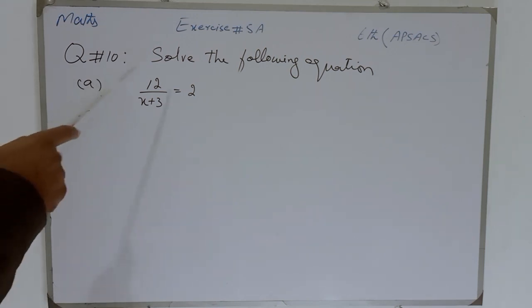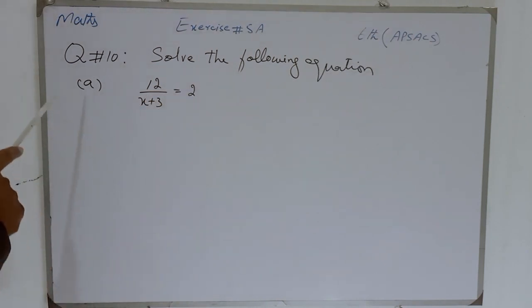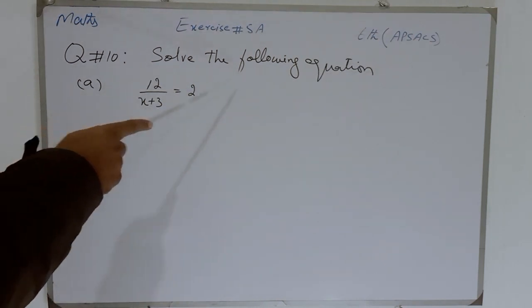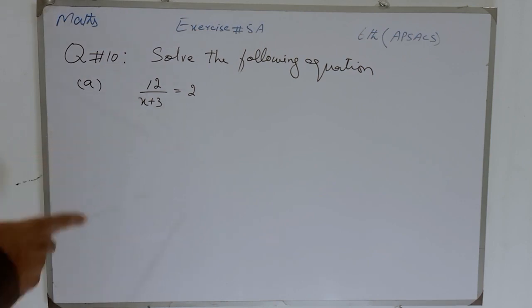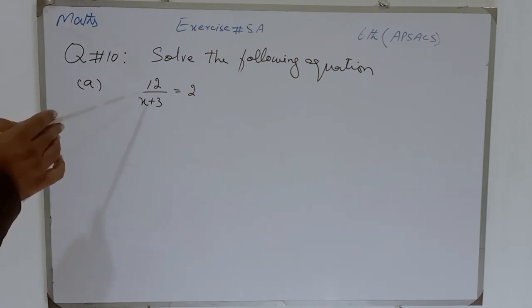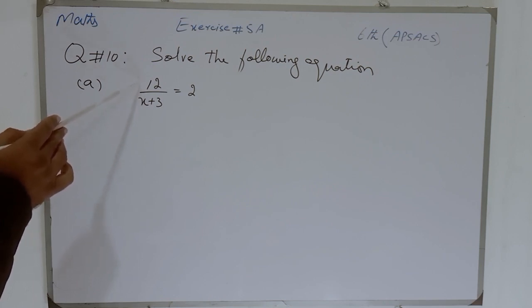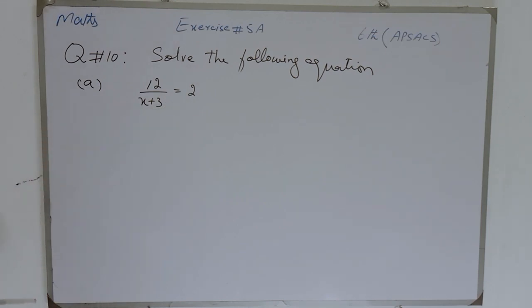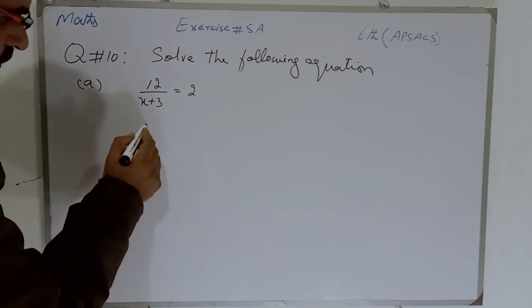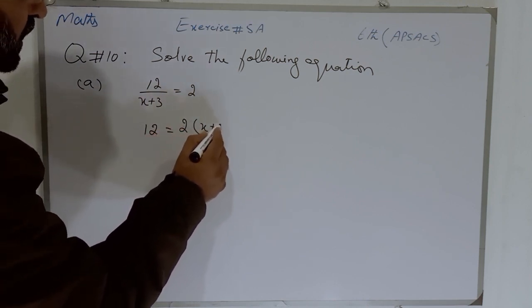Students, exercise 5A, mathematics, class 6. Question number 10. Solve the following equation. A part is 12 over x plus 3 is equal to 2. Students, if you look carefully, on the left side there is a denominator that is dividing 12. When we transfer this x plus 3 to the other side, it will multiply and we will get 12 is equal to 2 into x plus 3.